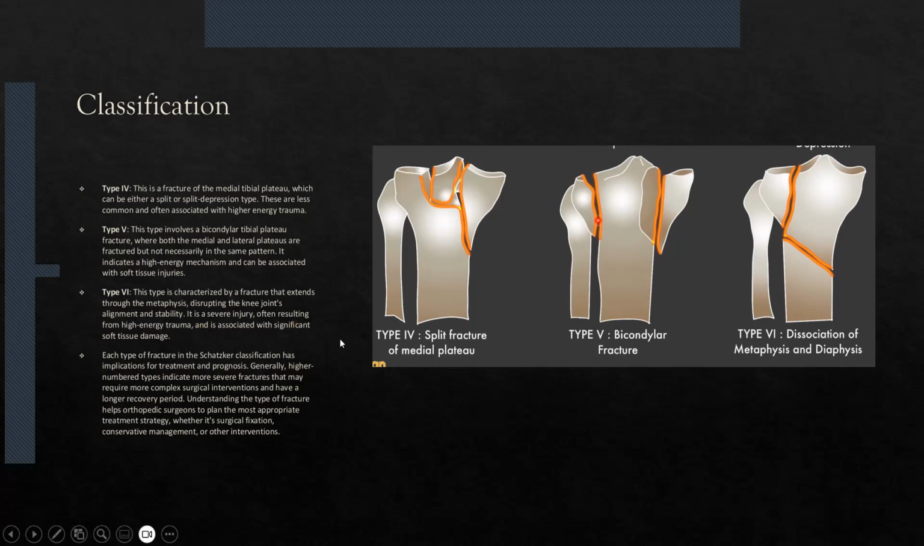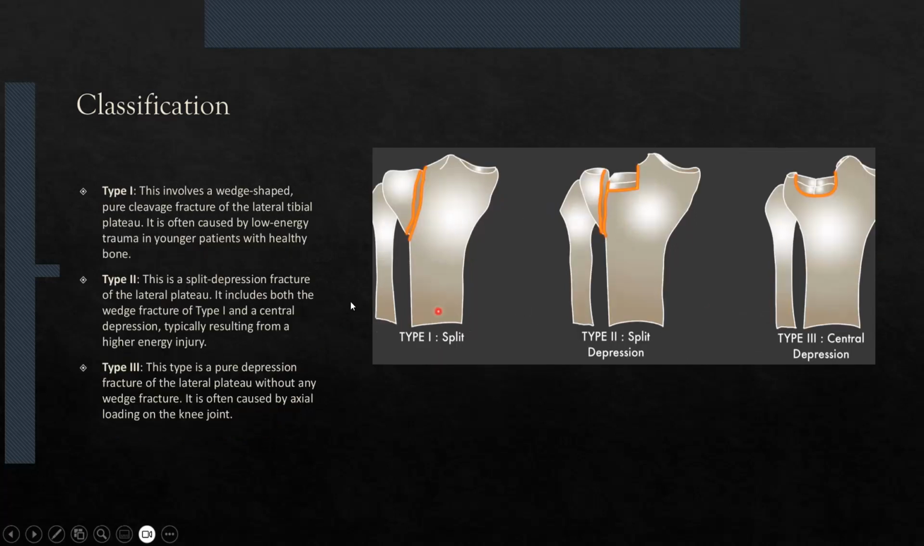So each type of fracture has different implications for treatment and prognosis. And as I had mentioned, generally the higher number types indicate more severe fractures that may require more complex surgical interventions and have a longer recovery period. Understanding the type of fracture helps orthopedic surgeons to plan the most appropriate treatment strategy, whether it's surgical fixation, conservative management, or other intervention. So this is a nice classification to know, even if you don't always get it right.